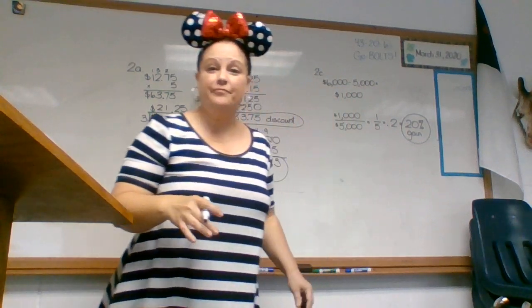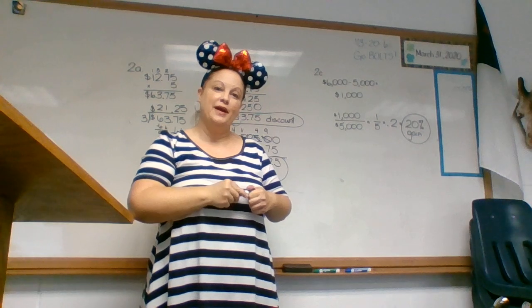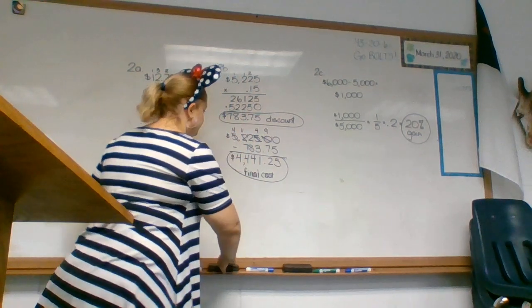He made that much profit because he bought something for 5,000 and then was able to sell it for a higher price. All right, part D.